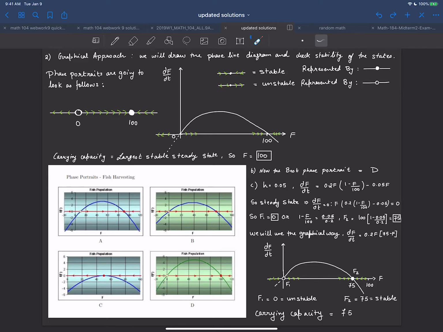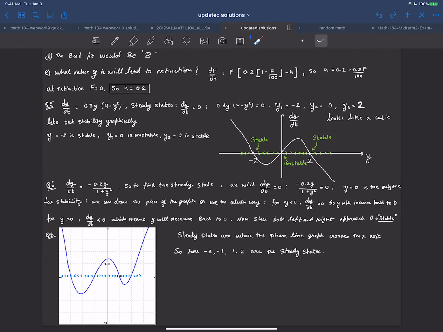Now again, to test the stability of these, we start with the graphical analysis. With the same logic, if you are at this spot, the derivative is negative, which means you're going to get pushed back. If you're at this spot, the derivative is positive, and it's going to go to the right. So you can make those arrows. Same thing here: go back a bit, the derivative wants you to increase the value. Go forward a bit, the derivative is negative, so it wants to decrease the value, and you're going to come back here. So again, you can classify that 0 is unstable and 75 is stable. And in this case, the new carrying capacity is going to be 75.